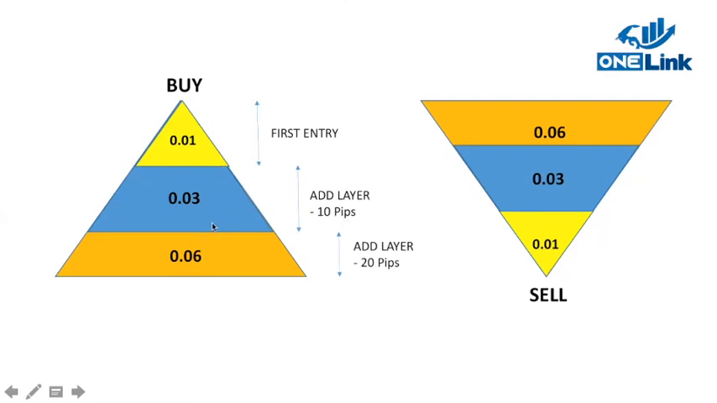When the price goes negative 10 pips, you enter another layer of 0.03. When the price goes further down again, your stop loss can be somewhere here, for all the 3 entries. So you enter another layer. So maybe after this layer, when it comes to here, you're already making a profit. When you add all this, you're making a couple of bucks of profit.